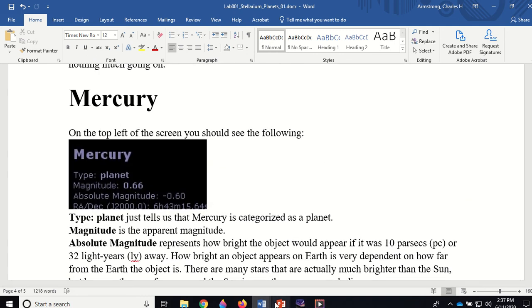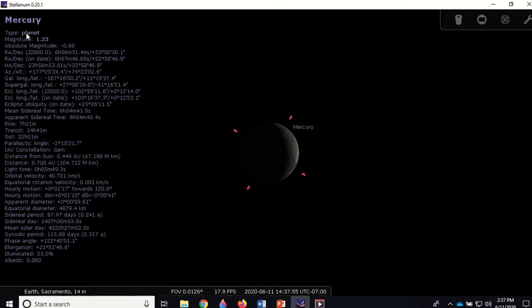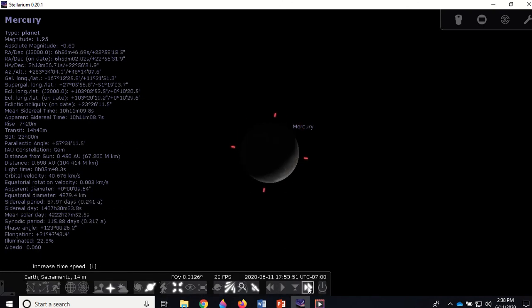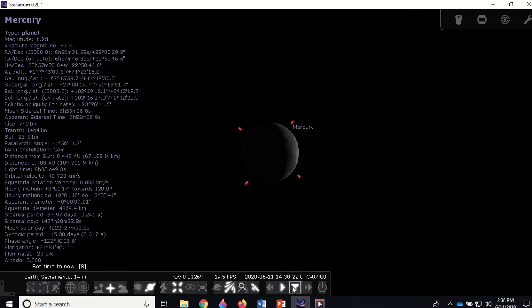So this is over here on Stellarium. Look up here. There you've got type planet. You've got the magnitude 1.23. Oh, see, now it's changed. Why does it change from the one I had? Because this is real time. Watch what's going to happen to this number right here as I go through time. See, now it's 1.28, 1.29, 1.3. So it changes over time.